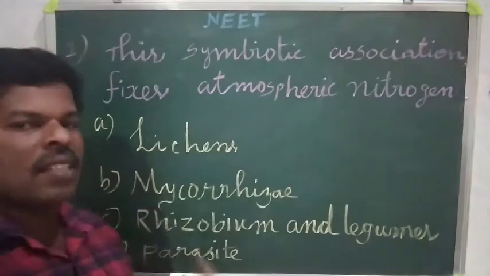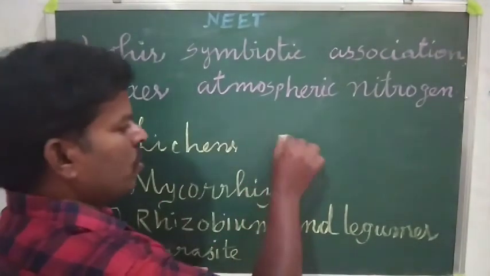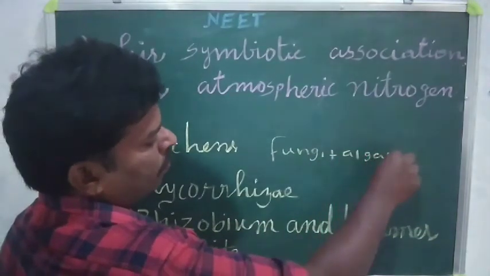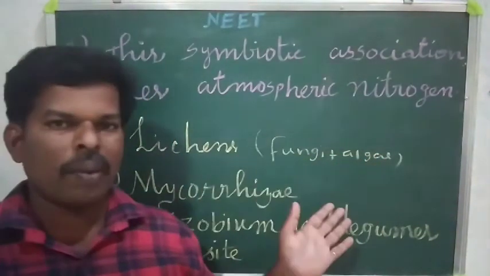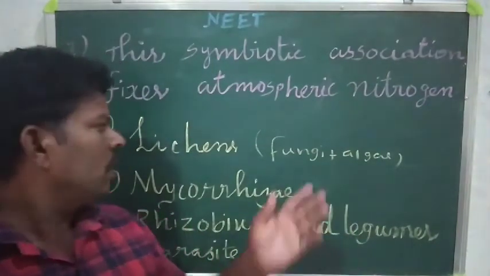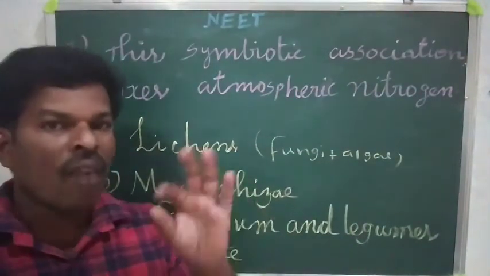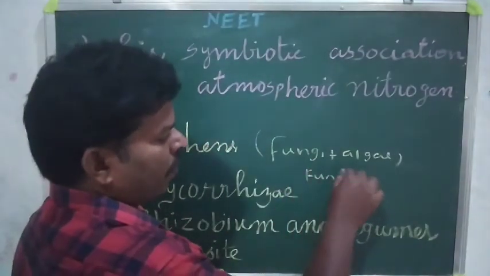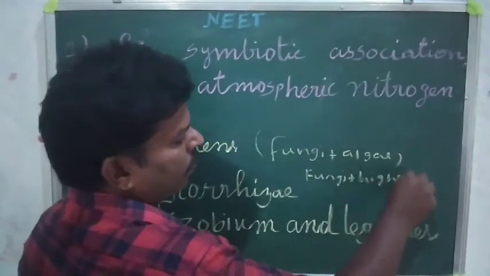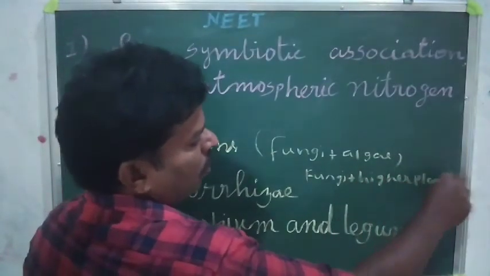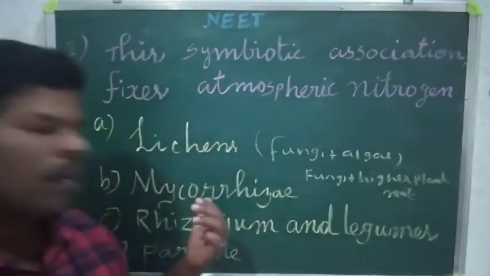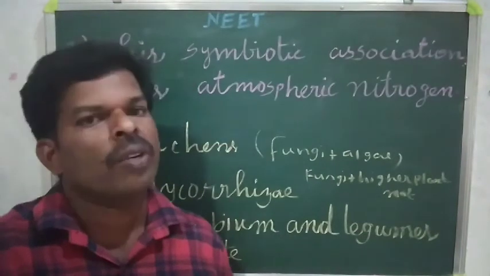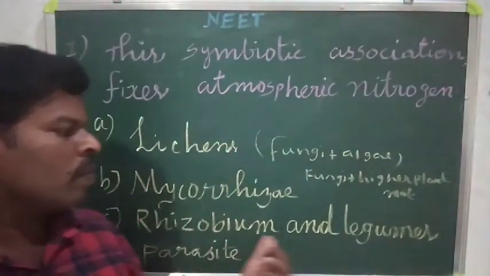First, lichens is a fungi and algae association. Fungi plus algae, with algae partner and fungi partner both sharing, that is called lichens. Mycorrhiza is a fungus with a higher plant root. Fungi plus higher plant root, that is called mycorrhiza. There are different types of mycorrhiza: ectomycorrhiza, endomycorrhiza, and ectoendomycorrhiza. A question may ask.